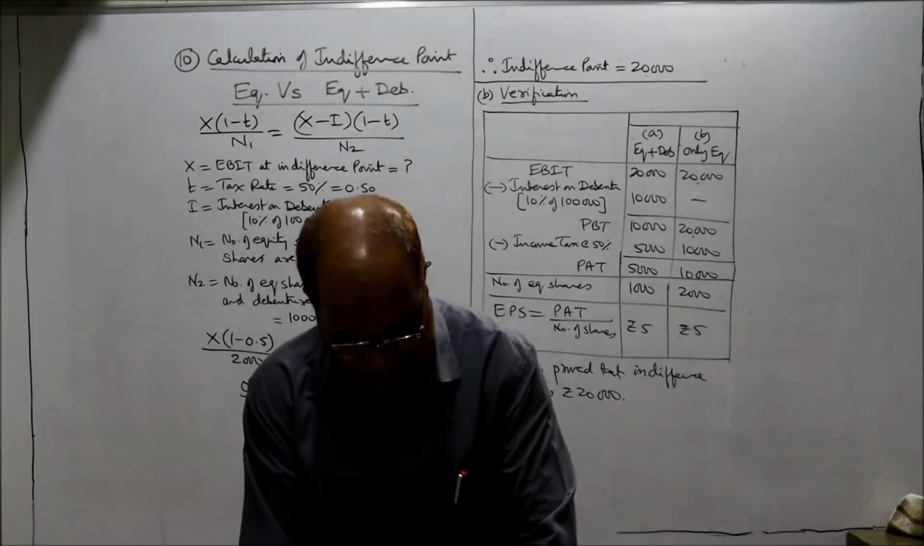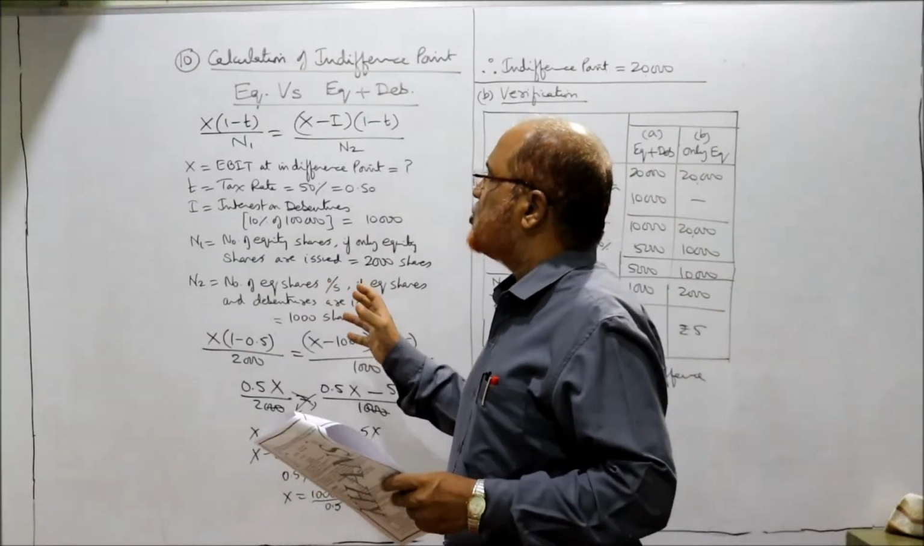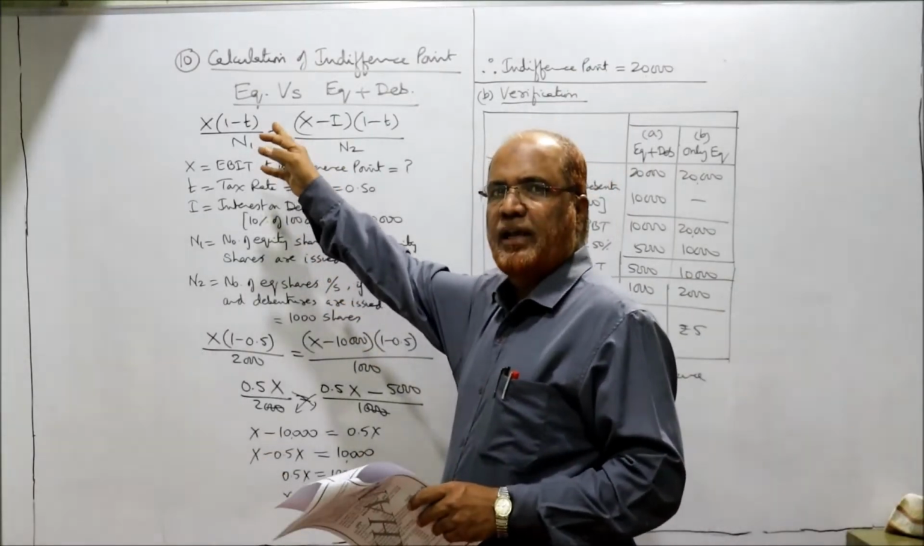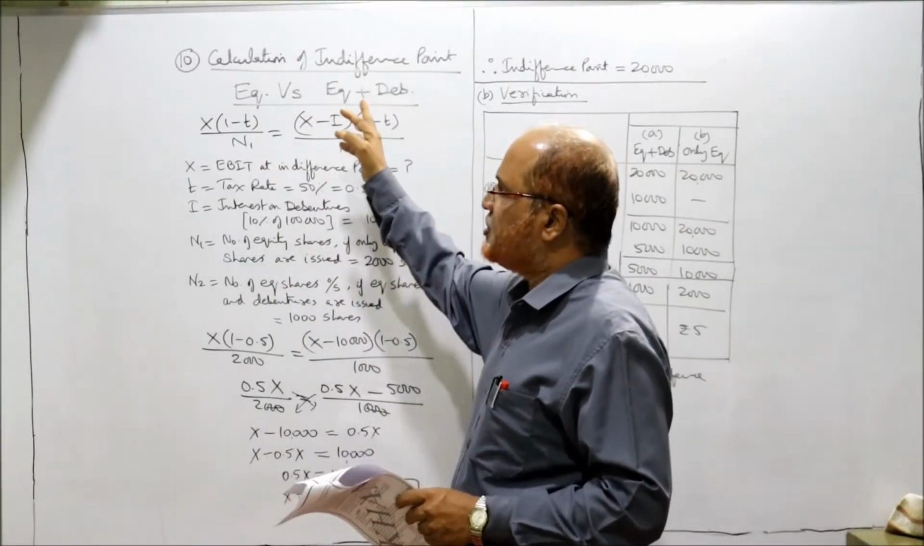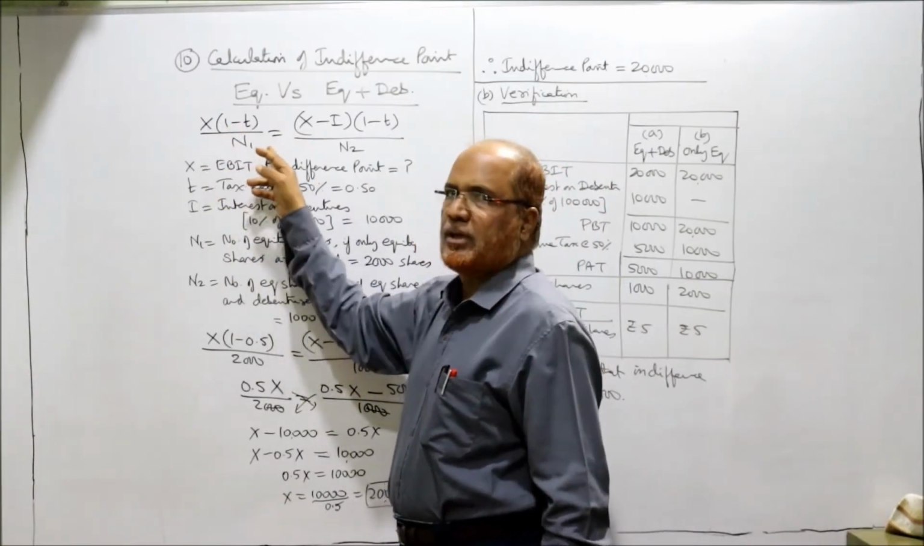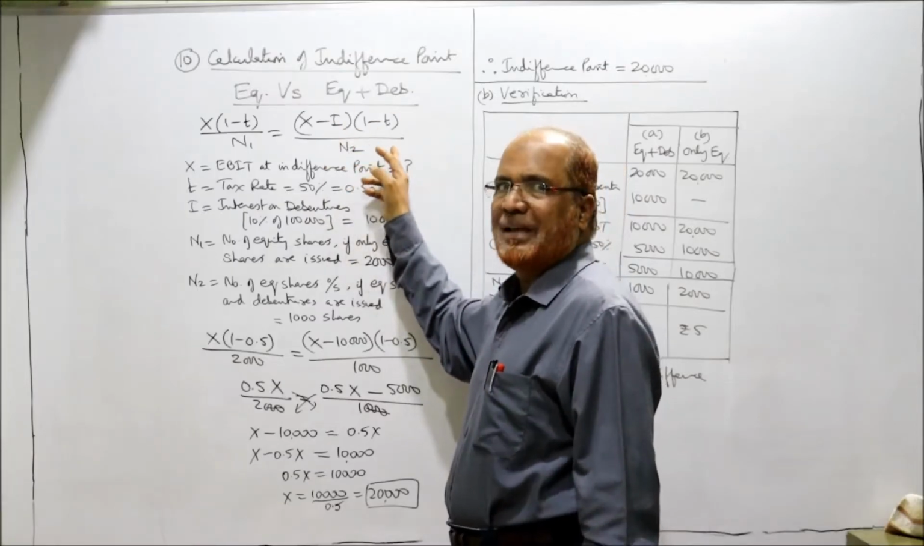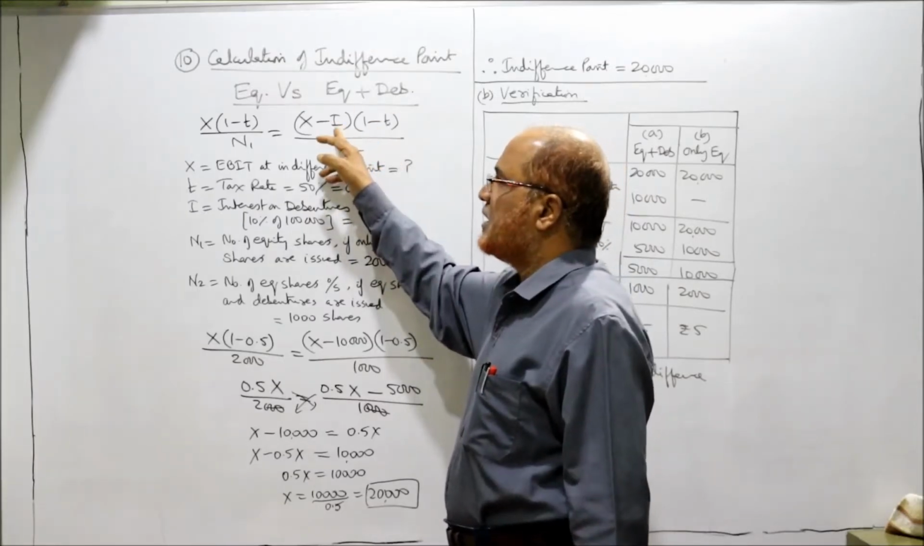So we were doing problem number 10. In problem number 10, it is asking you to calculate the indifference point. In one plan we have only equity, the other plan we have equity plus debenture. So we have applied X into 1 minus t by n1. This is only equity. X minus I into 1 minus t by n2. This is equity and debentures. I stands for interest on debentures.